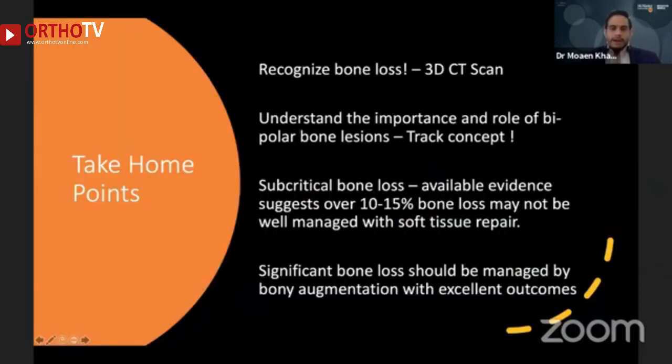To end off, I think the most important points really are: recognize glenoid bone loss and humeral bone loss. The 3D CT scan is very important. Understand the importance and the role of bipolar bone lesions, and utilize the track concept when determining your treatment options. Subcritical bone loss is very common. Be on the lookout for it. Available evidence suggests that anything over 10 or 15% may be at a higher risk with soft tissue repair. And really significant bone loss should be managed with bony augmentation, and that usually results in excellent outcomes.